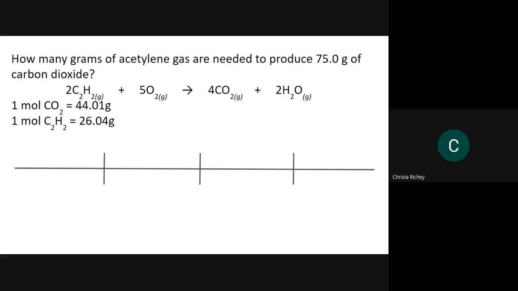And I'm going to need the mole conversion going between acetylene gas, which will get a 2, and carbon dioxide, which will get a 4. I don't remember if I put that on there. I did. You just have to drop everything in the right block.